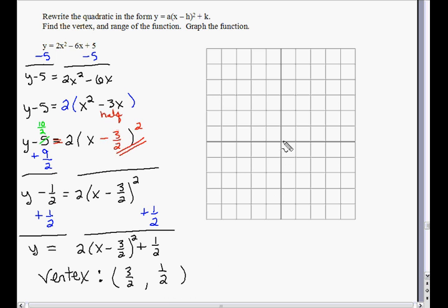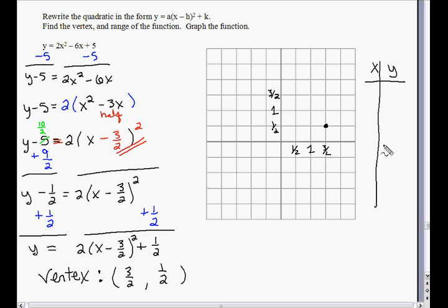So if we were to graph that, 3 halves, 1 and a half and a half, we could be here in the middle of space, or we could indicate to the instructor that each one of these markings on our grid is a half. And that way we'd go 3 halves in the x direction and 1 half in the y direction and have our point for the vertex.